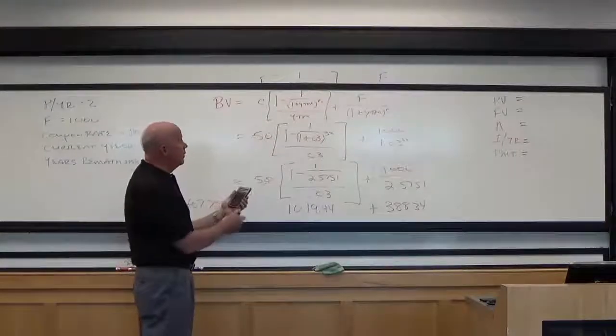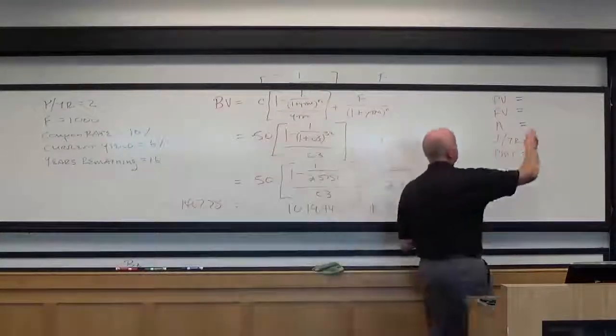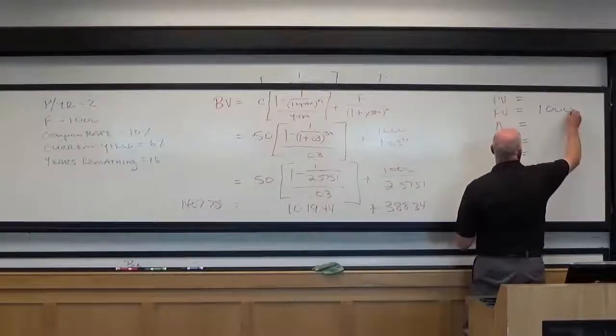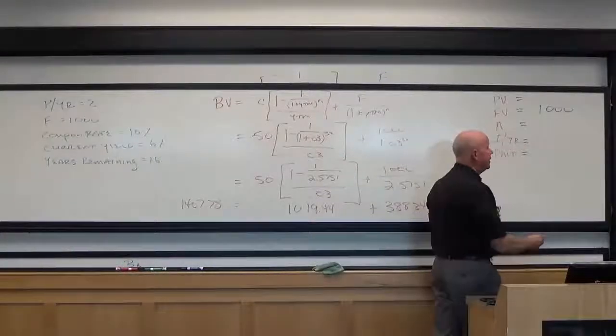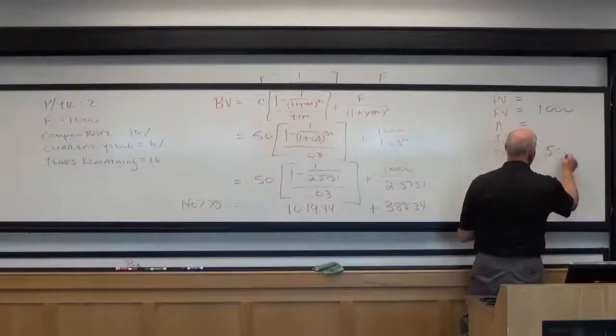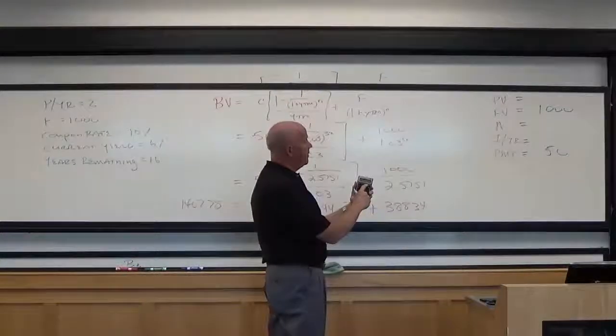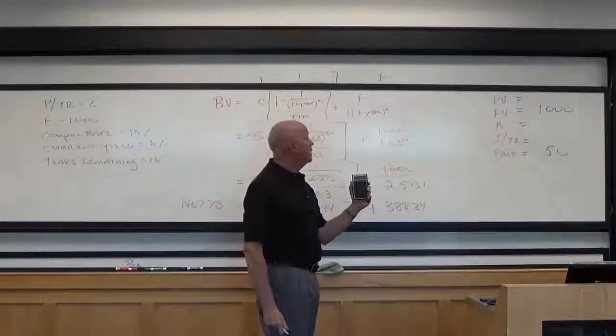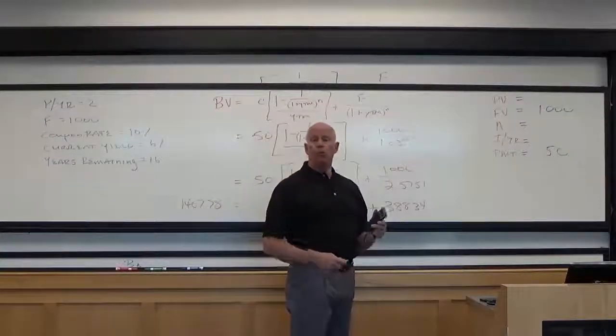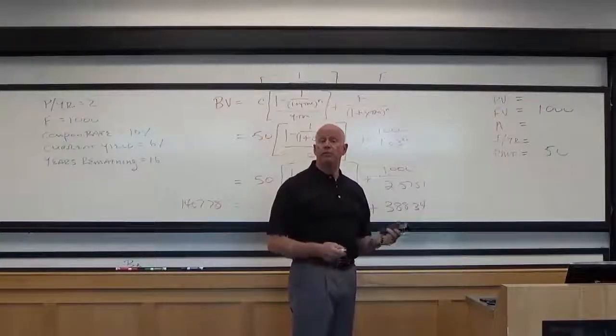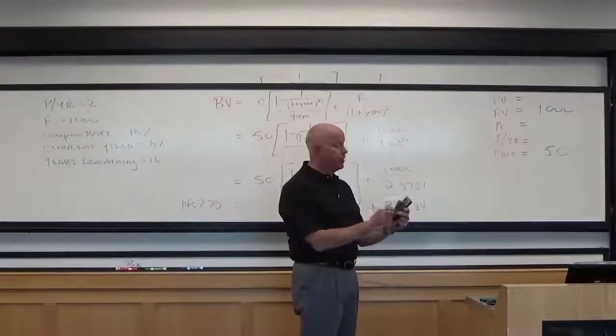The payment that I'm going to receive is 50. And since I'm receiving that, that's also going to be input as a payment as a positive value. The N, or the number of periods, is 16 years times 2 periods per year, or 32 N.